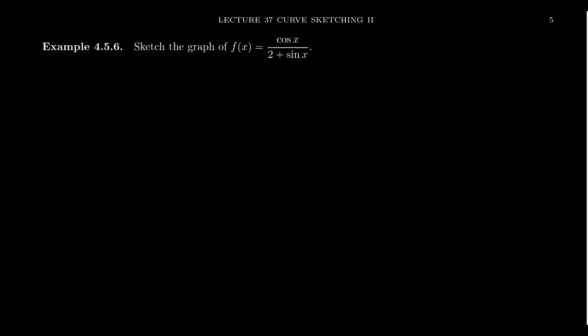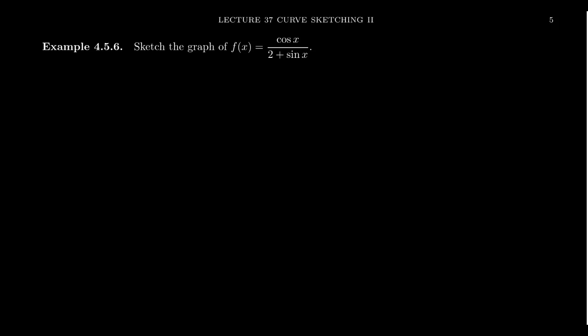All right, let's look at one last example. Let's do one with a little bit of trigonometry to it. That'll be fun. So what we should know about here is the domain. The domain of cosine is all real numbers. The domain of sine is all real numbers. So the only issue is the denominator.